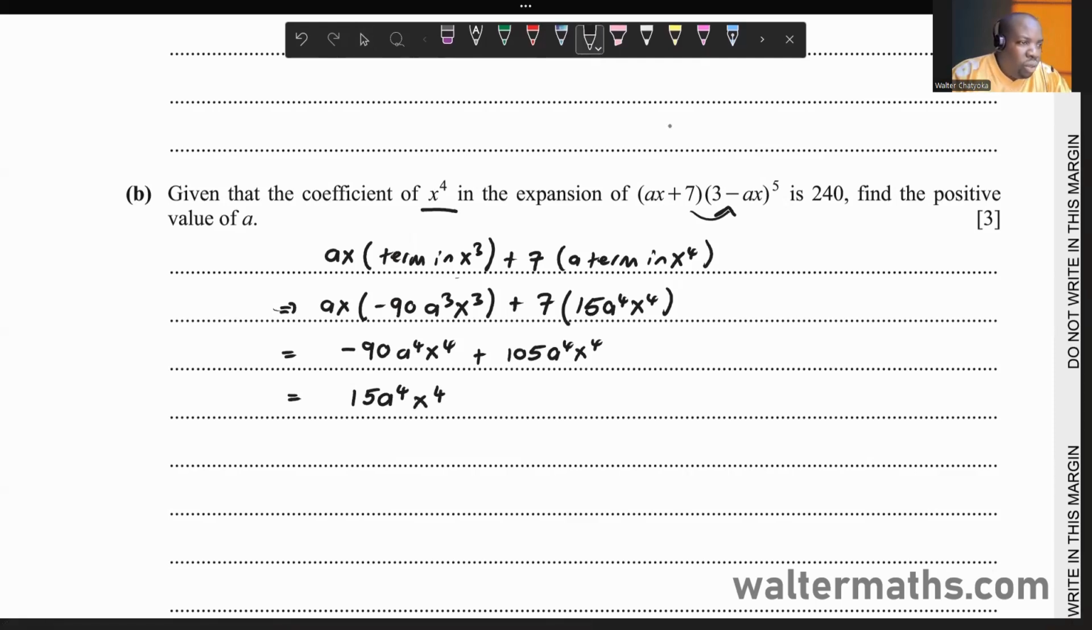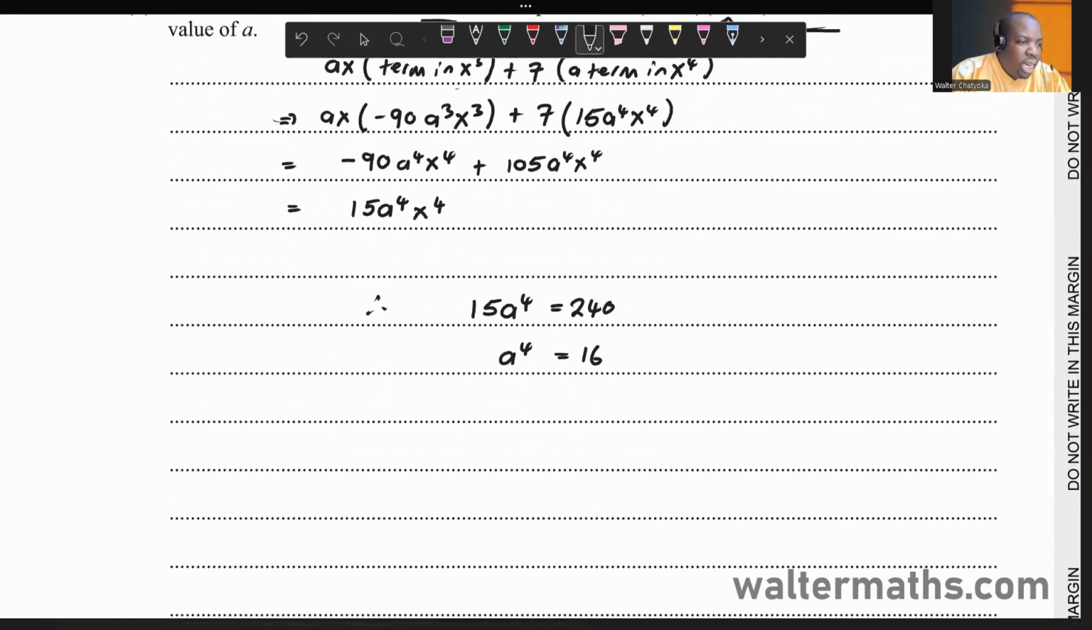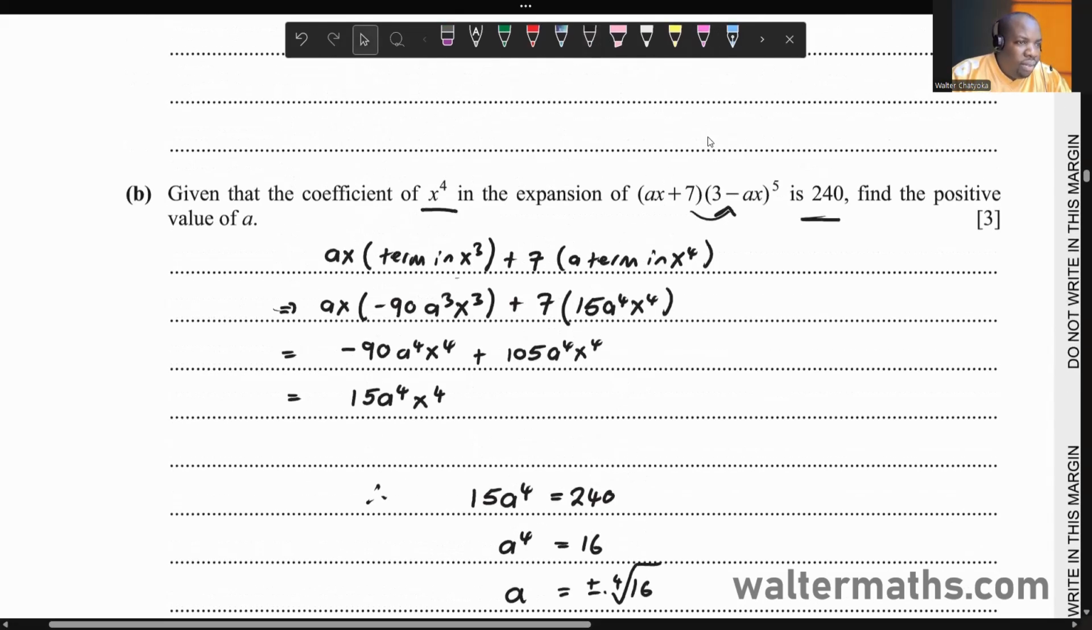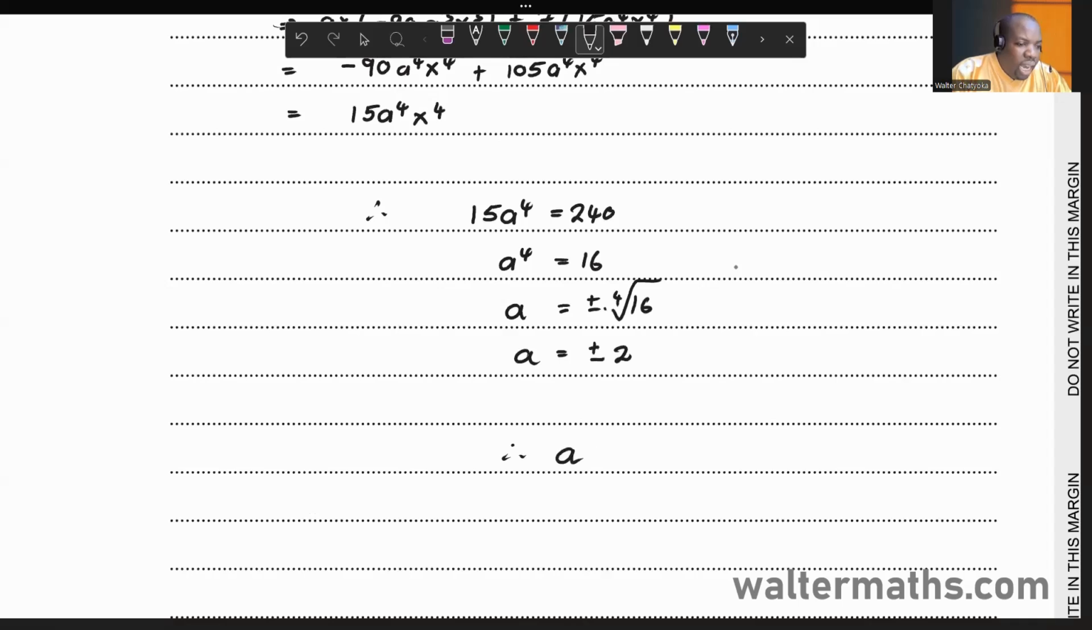So the coefficient of x to the power 4 is 15 a to the power 4, and that's the one they're saying is equal to 240. We divide both sides by 15, and a to the power 4 will be equal to 16. If we take the fourth root, we'll get plus or minus the fourth root of 16. So a comes out as plus or minus 2. However, they say that we need the positive value of a. So therefore, a is equal to 2. And that's the answer here.